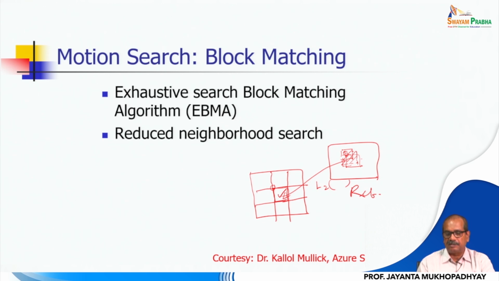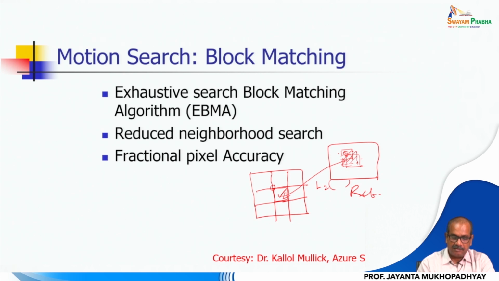But you can do reduced neighborhood search, which means that you need not do it for every sample. What you can do, you can search, or you can reduce the size of the neighborhood also, and you can search for that. Or you can do fractional pixel accuracy, which means even the motion vector here, the motion is discrete in terms of the discrete pixel locations only. But what about if the motion is at fractional pixel locations? So you can make your search more precise by interpolating the frames and taking account of that fractional movement.